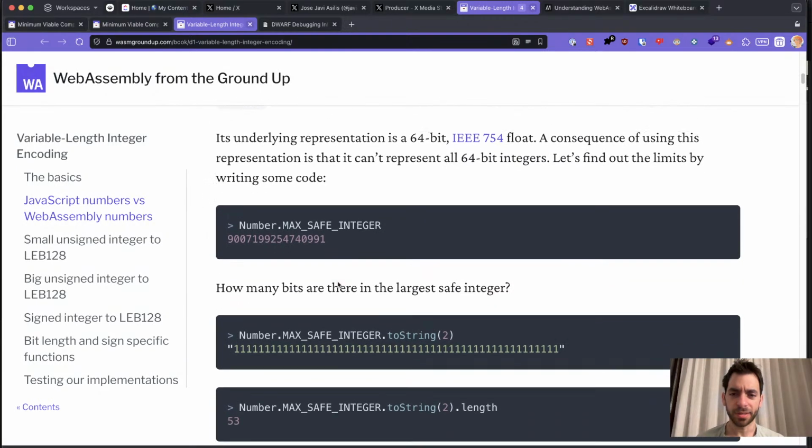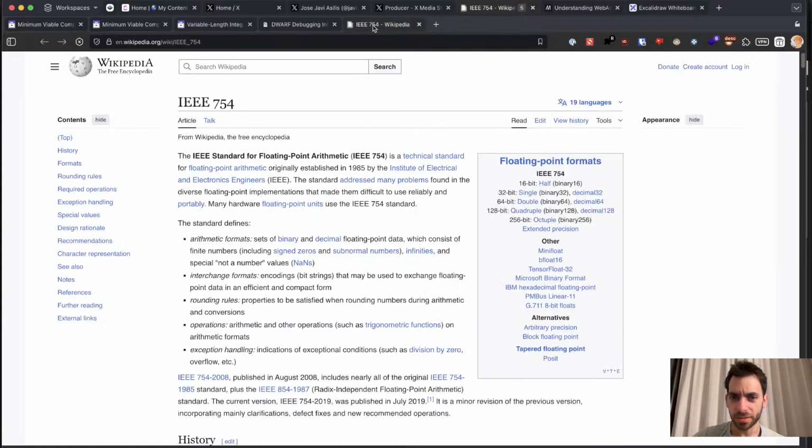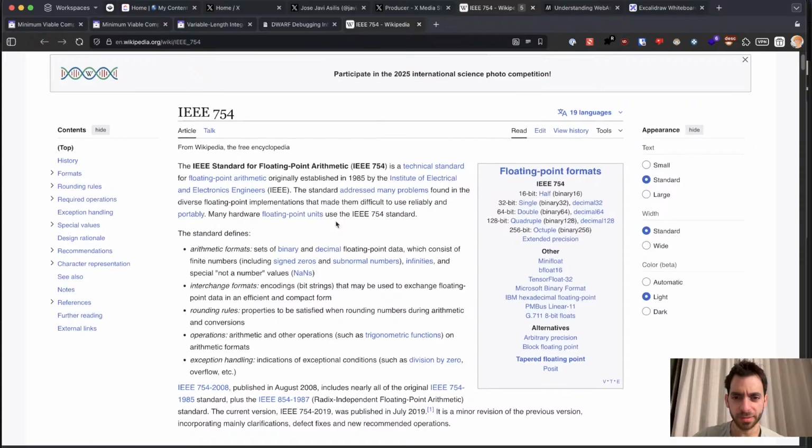Its underlying representation is a 64-bit IEEE 754 float. I think this is one of the traditional, right? Floating originally, yeah.